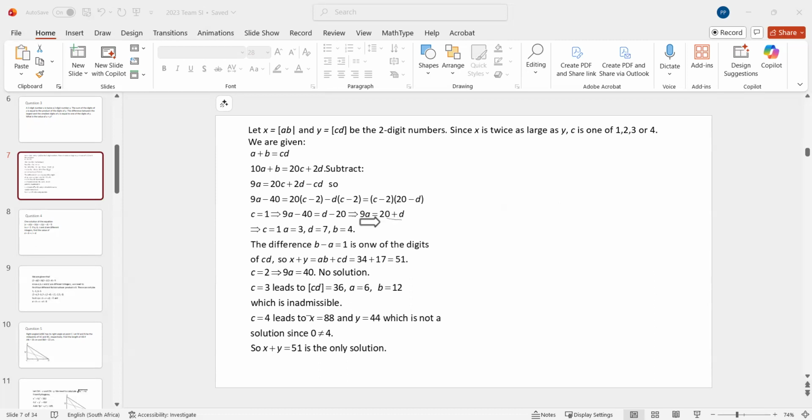And once you conclude d is 7, you already know that c is equal to 1. So your number y will be 1, 7, you see? So it's 17. And x is twice that number, so x will have to be 34. So those are the only solutions. And x plus y is the question. You got 17 plus 34 is 51. All right, so I just wanted to explain that.